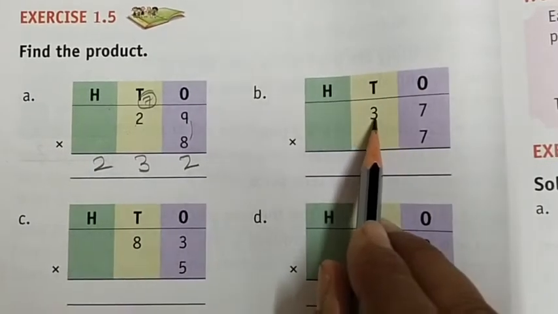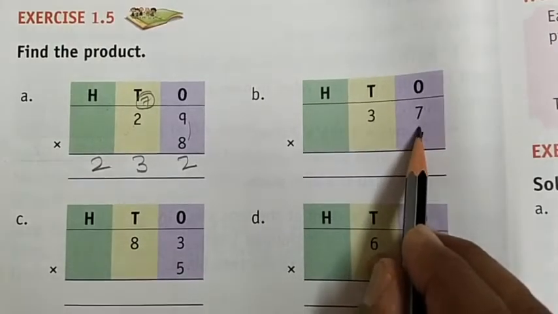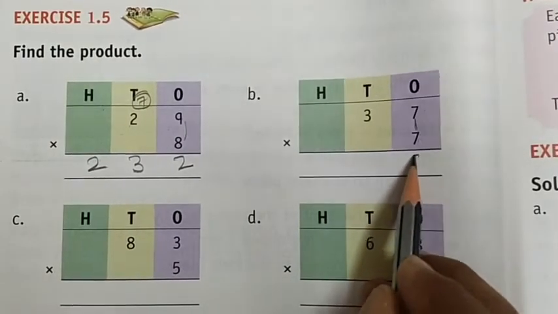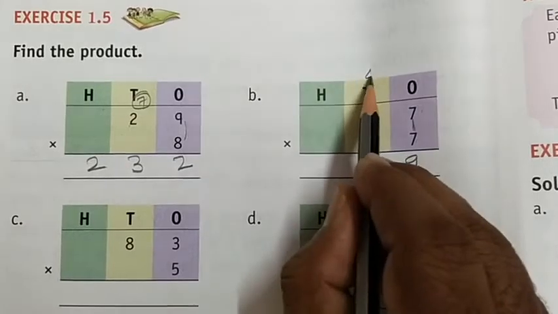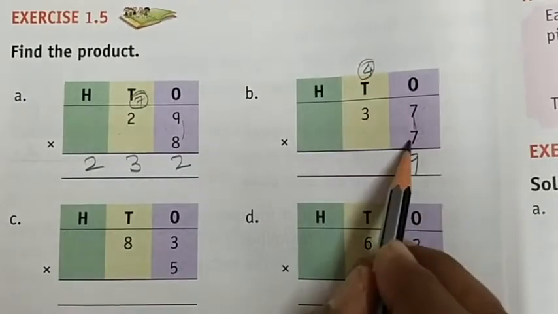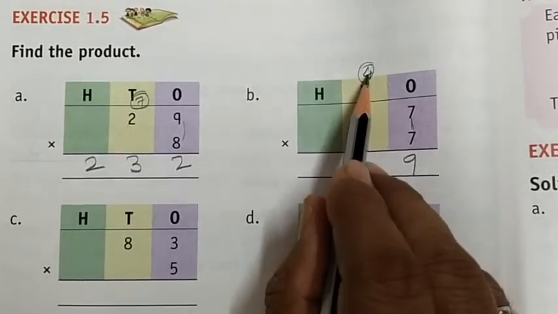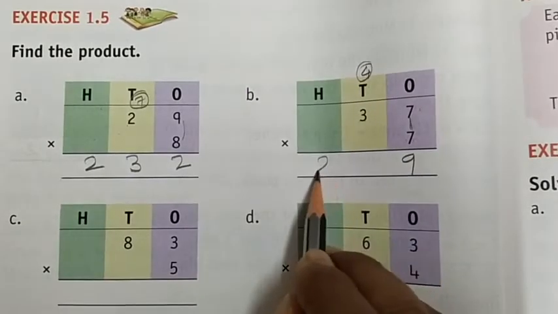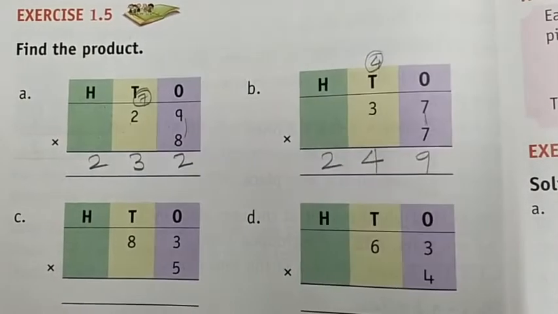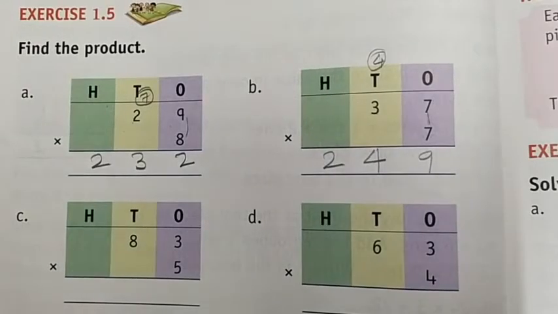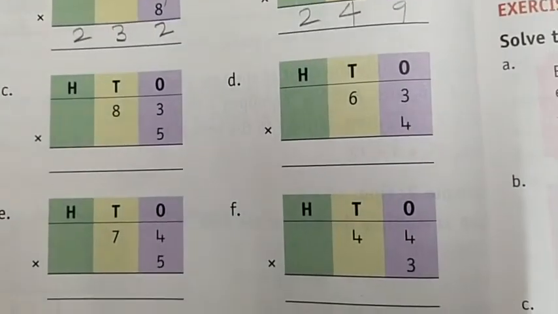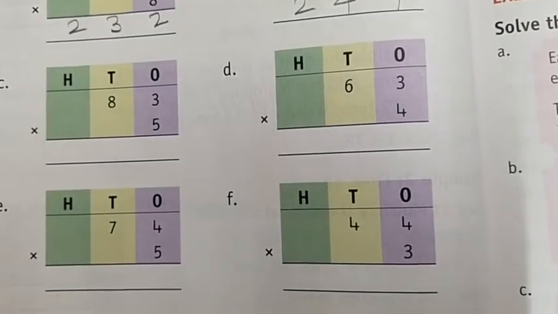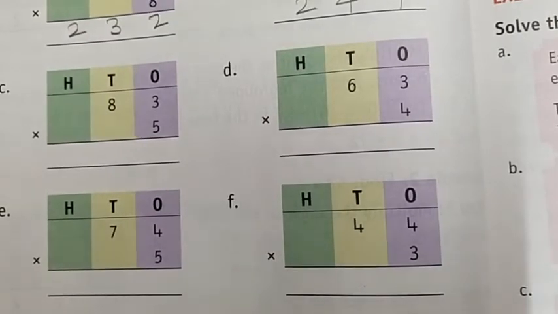Right? The multiplication of 37 into 7. First you have to multiply 7 into 7. 7 7s are 49. 9 here and take down 4 as the carry. Now 7 3s are 21 plus 4 is 25. Okay, right? Clear. So now let's do this. See here.